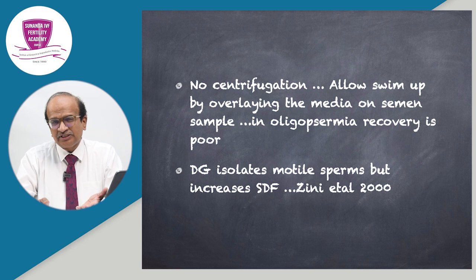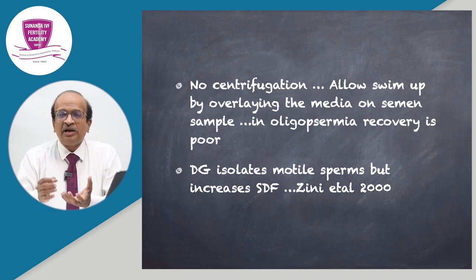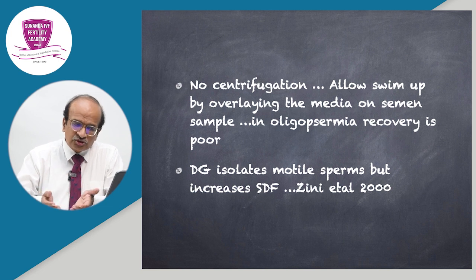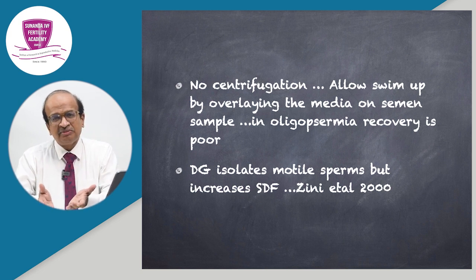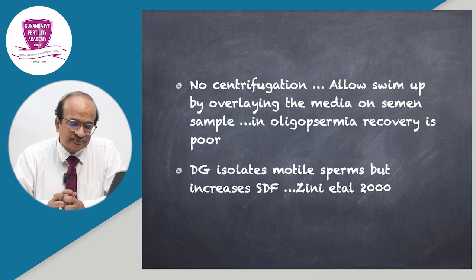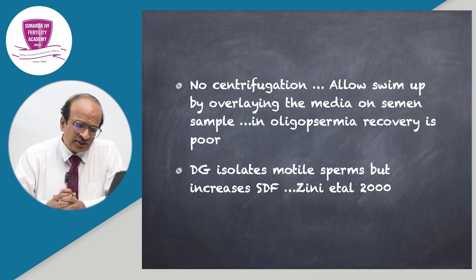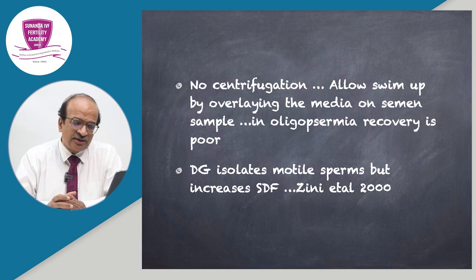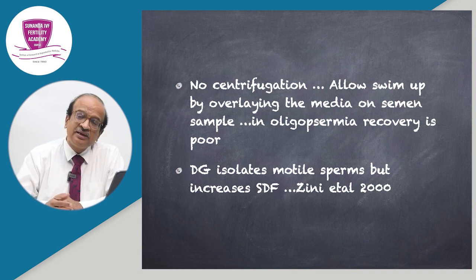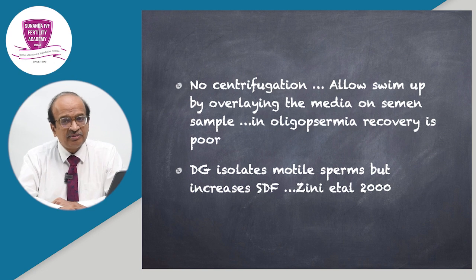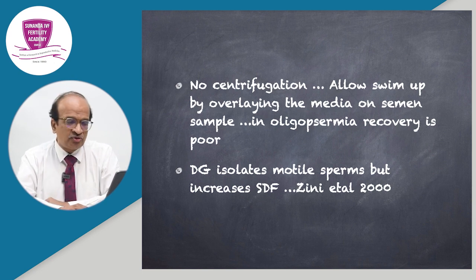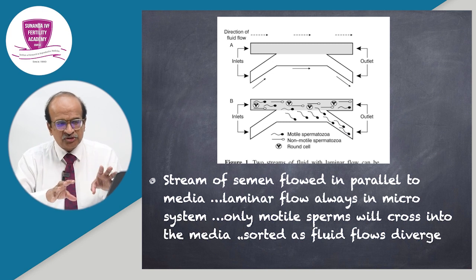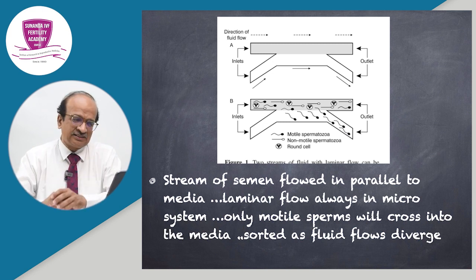And if you don't offer any centrifugation, if you just allow some media to overlay an oligospermic sample and allow the swim up, the recovery could still be poor. There is a study by Zini et al. published in 2000, which talks about how density gradient isolates motile sperm but increases sperm DNA fragmentation because of the repetitive centrifugation process.